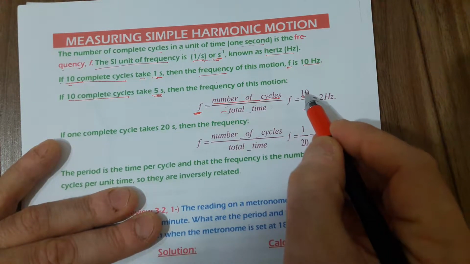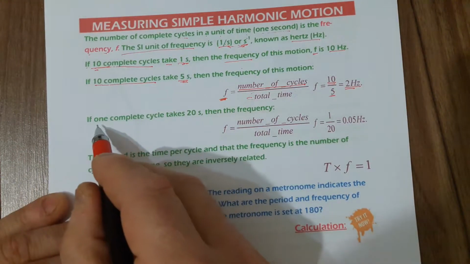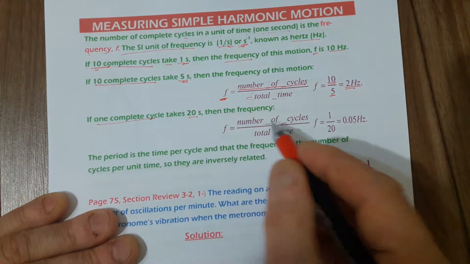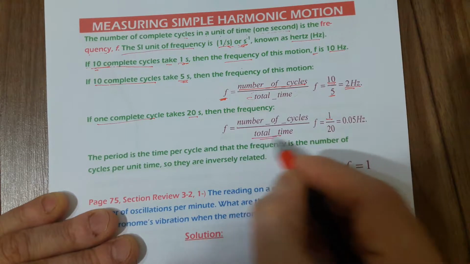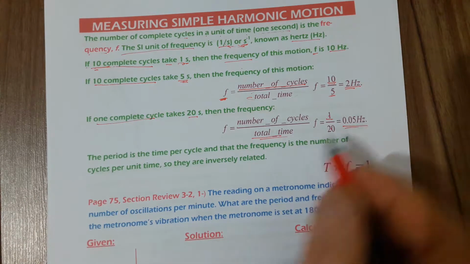So what is the frequency in this case? 10 divided by 5, which is equal to 2 hertz. Assume that one complete cycle takes 20 seconds, then what is the frequency? So how many complete cycles are there? 1. Total time, 20. 1 over 20 is the frequency of this oscillation, or 0.05 hertz.